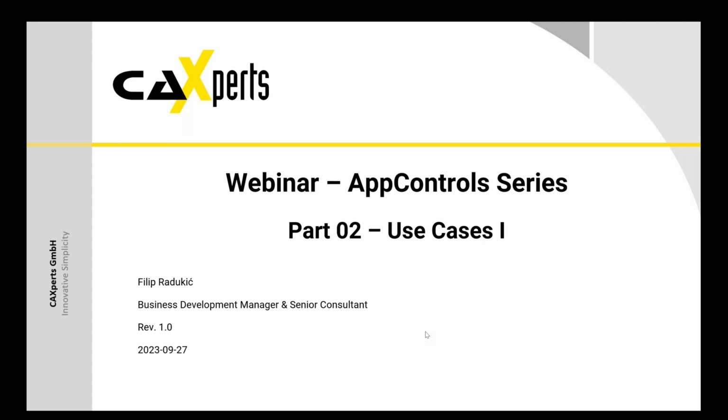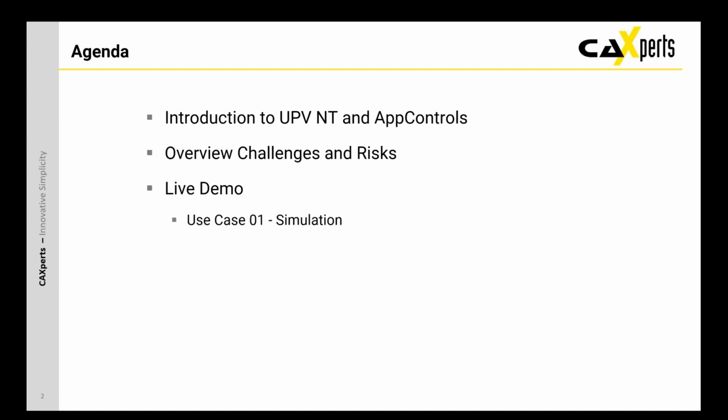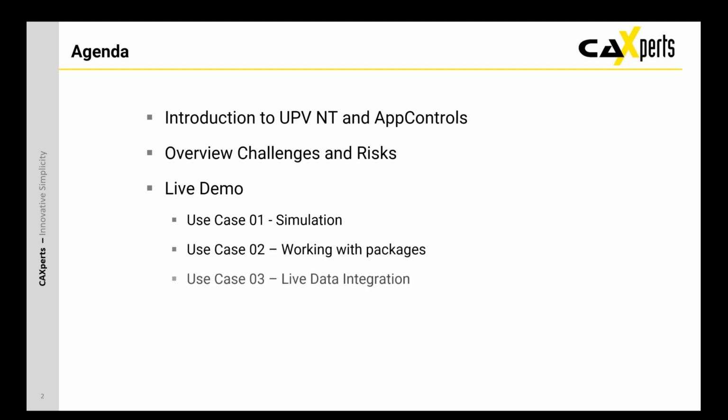But now, let's take a look at today's agenda. We'll have a quick introduction to UPV VNT, or especially to the AppControls, and a quick overview and recap of the first webinar, stating some of the challenges and risks. And we'll have a live demo of 3 solutions that we picked. Use case number 1 would be simulation. Use case number 2, working with packages. And use case number 3, a live data integration.